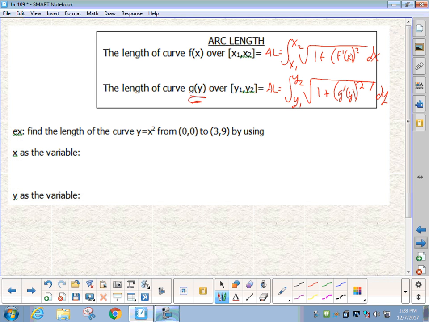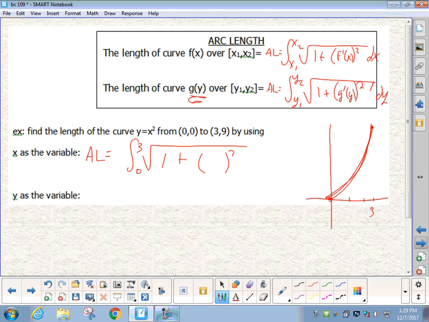Okay? So say you had the parabola curve, which was from 0,0 to 3,9, and you wanted the length of that curve. You could actually find the length of that curve using x or y. If you use x, then it's an integral of mini Pythagorean theorems. From 0 to 3 of the square root of 1 plus the quantity 2x squared dx.